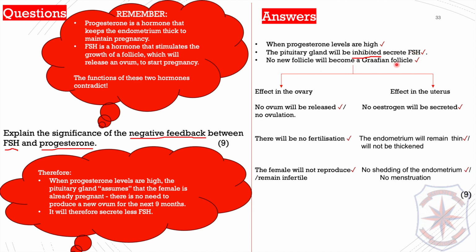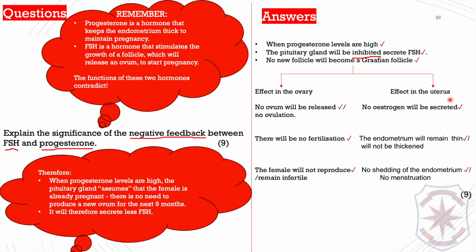There will be no Graafian follicle. If there is no Graafian follicle, the effect in the ovary is that no ovum will be released. So the woman never produces an ovum, because the contraceptive pills contain high doses or high levels of progesterone. So if there's no ovulation, there is no fertilization, and then the female will not reproduce, or the female remains infertile as long as the progesterone levels are high.